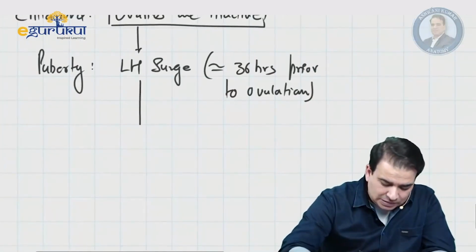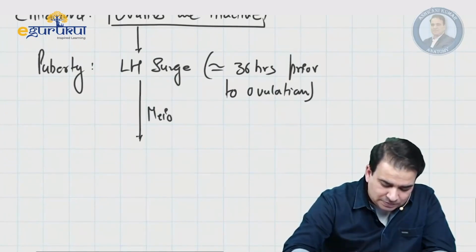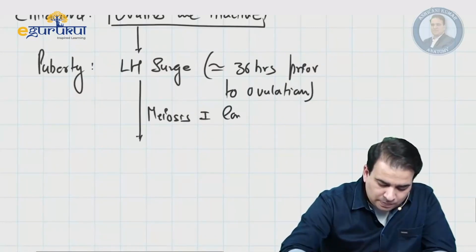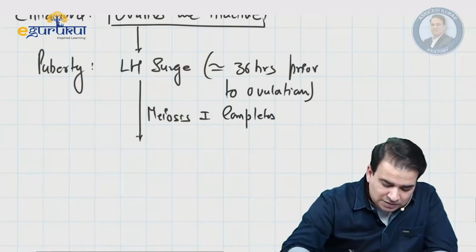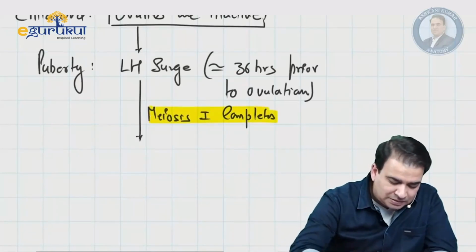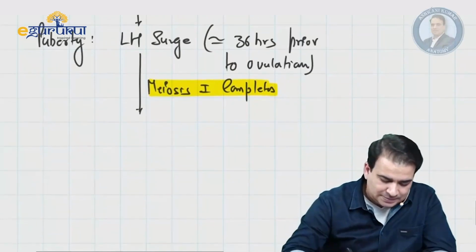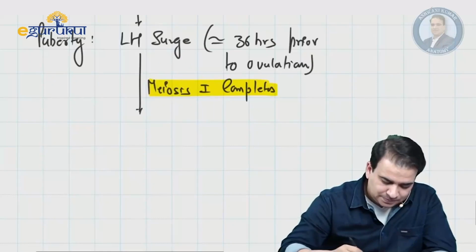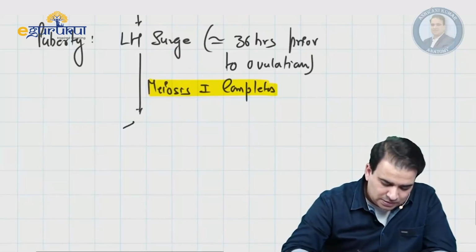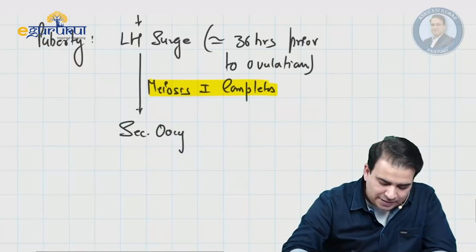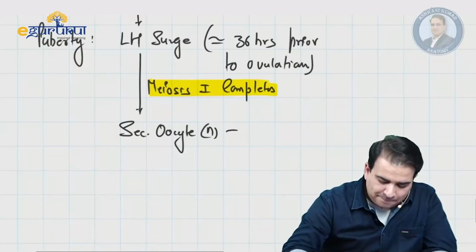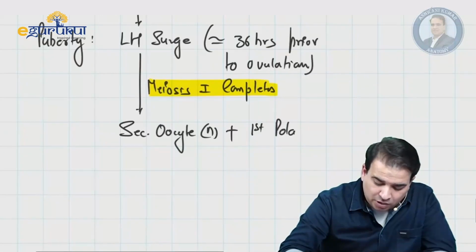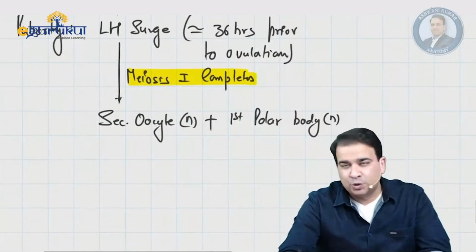And because of this LH surge, meiosis 1 now completes. Imagine the meiosis 1 which was arrested in prophase 1, that meiosis 1 is now completed. And once meiosis 1 completes, this will give rise to the secondary oocyte, which is haploid, along with the first polar body, or the polocyte.